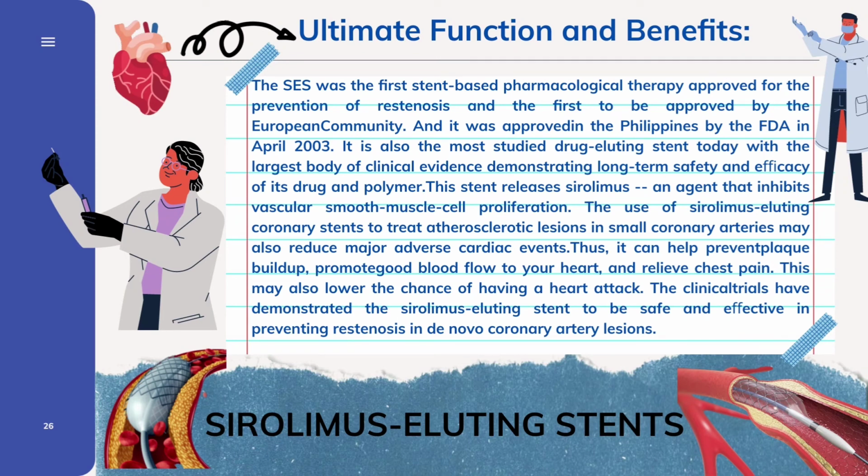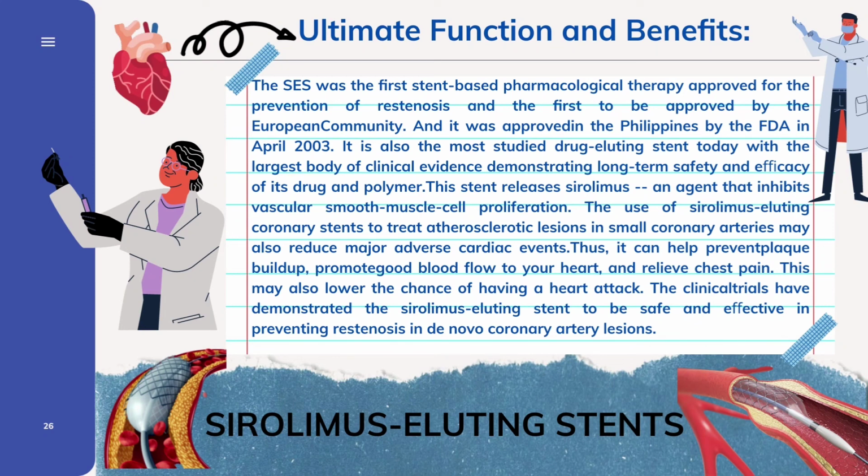It is also the most studied drug-eluting stent today, with the largest body of clinical evidence demonstrating long-term safety and efficacy of its drug and polymer. This stent releases sirolimus, an agent that inhibits vascular smooth muscle cell proliferation. It is very effective in reducing late lumen loss and restenosis rates, and represents a breakthrough of interventional cardiology.